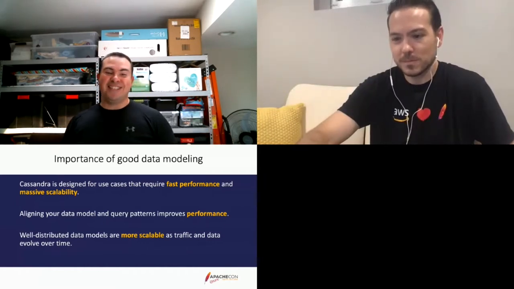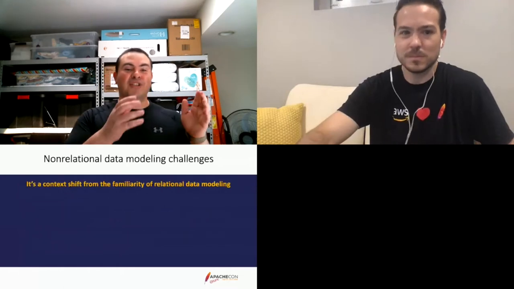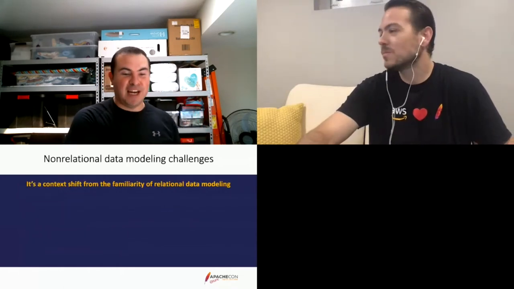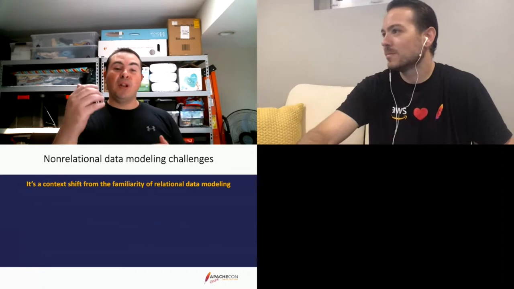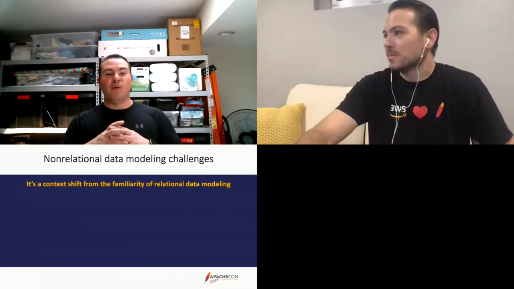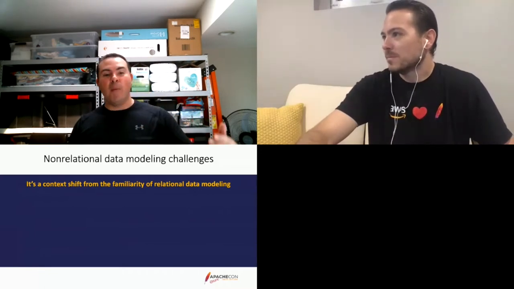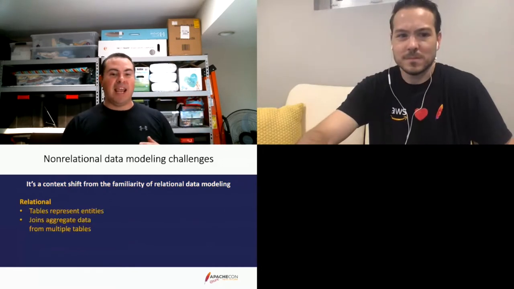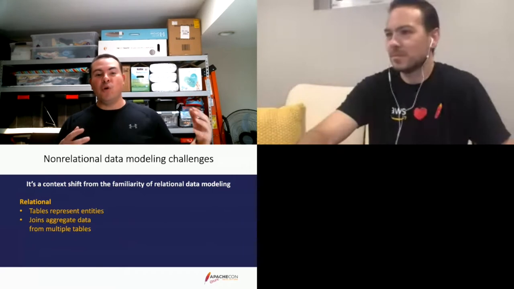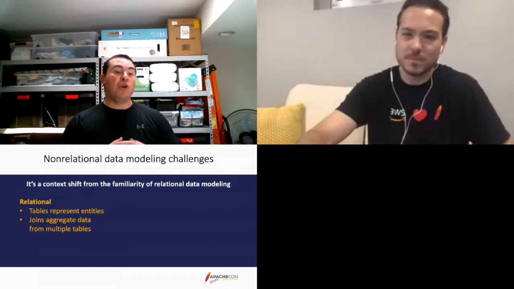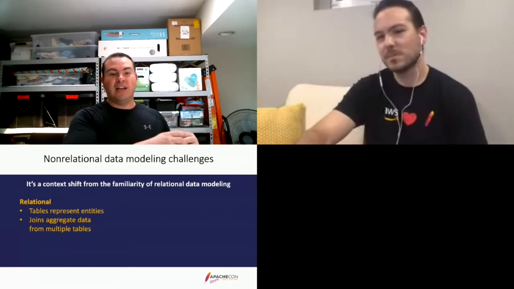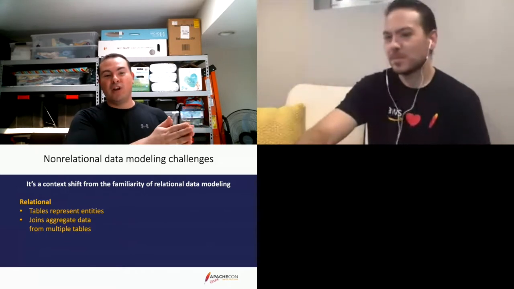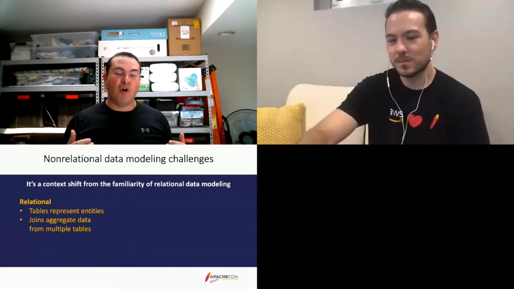But there are challenges to building these data models. First and foremost, it's a context shift from going from the relational data model to non-relational. Why? Well, in a relational world, you build your tables around entities. For example, if you're building an e-commerce application, you might have a table for orders and for customers and for products. And when you need to do a query across all of this data, you use a join. I can say, select from tables 1, 2, 3, where they share this common thing, and bring me back all the information.